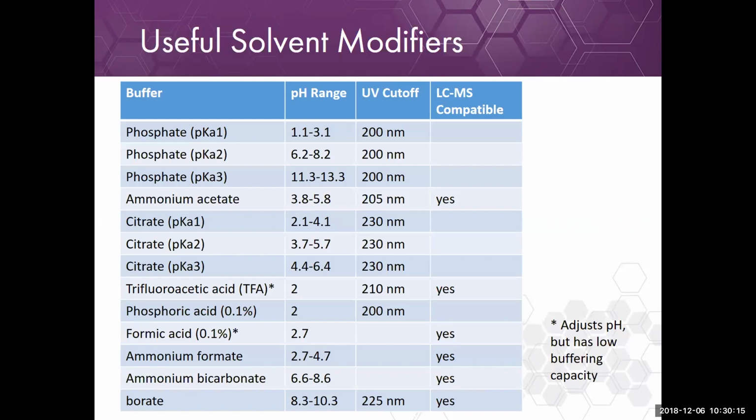TFA tends to act as an ion pairing reagent, and it sometimes causes ion suppression in LCMS. Borate buffer is good if you're running basic pH, 8.3 to 10.3. However, silica dissolves above pH 7.5, and some silica stationary phases won't stand such a high pH. The other thing is taking care of your column: at the end of the day, wash these modifiers out of the column. It helps your column last a lot longer.